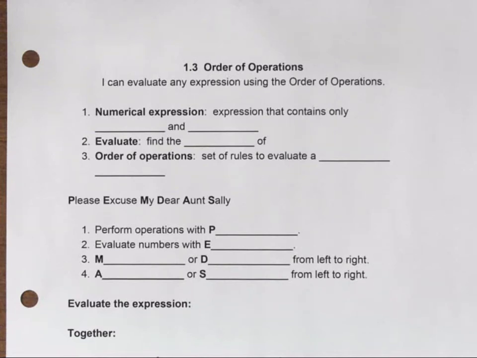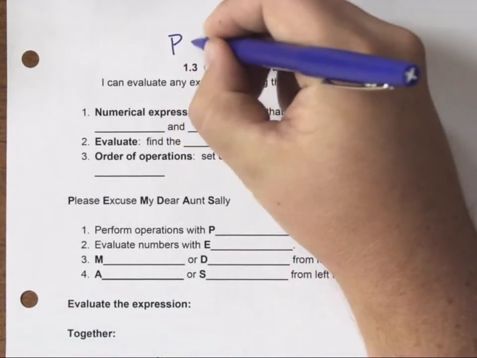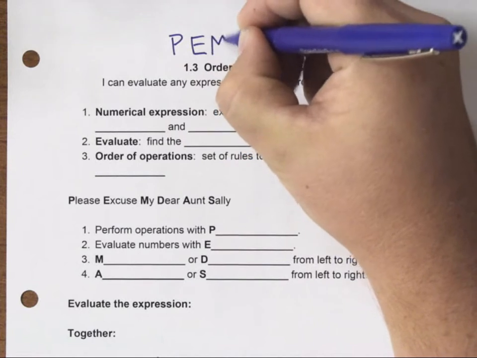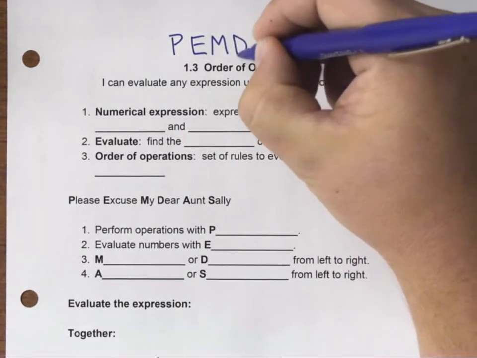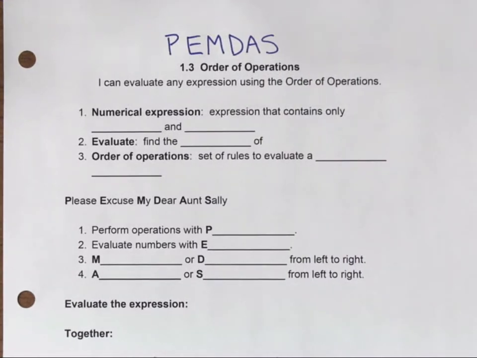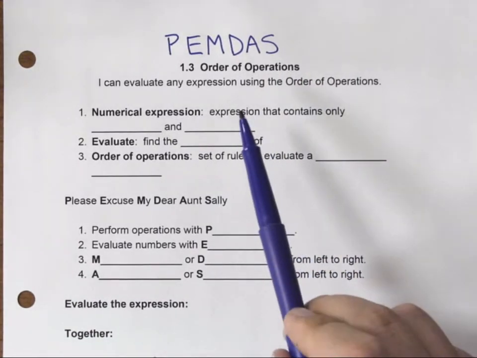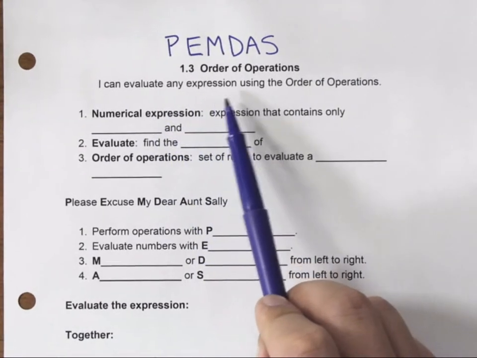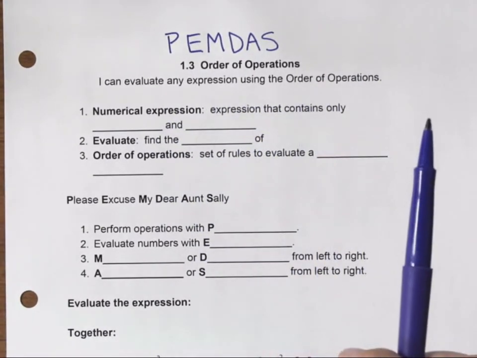Well, hello. Welcome. Today we are going to learn about 1.3 order of operations. Yesterday we did an activity. Remember, we did our order of operations hopscotch that helped us commit to memory the order in which our operations go. We know that the order of operations follows PEMDAS: parentheses, exponents, multiplication, division, add, and subtract. Our goal for today is that I can evaluate any expression using the order of operations.